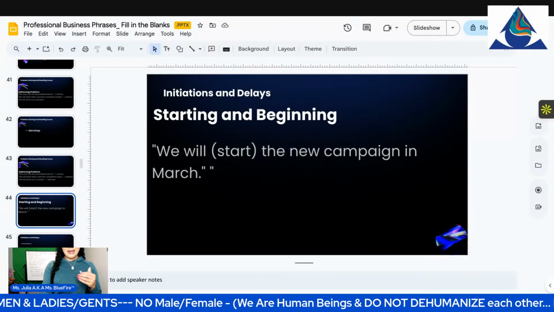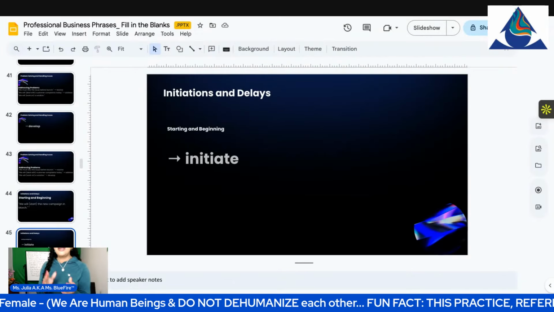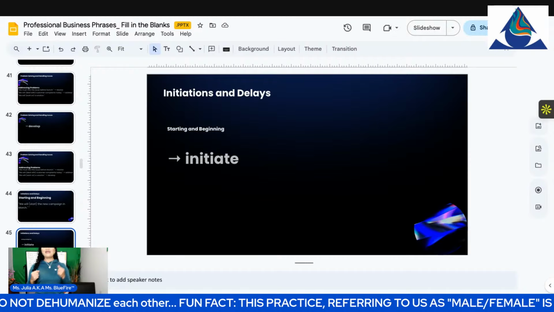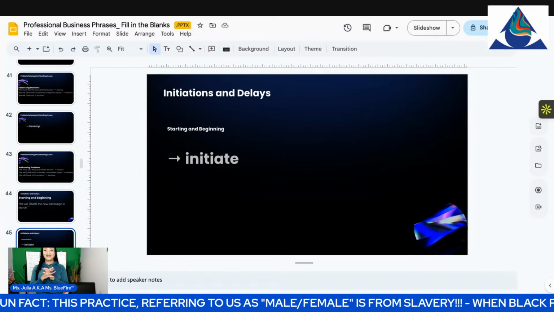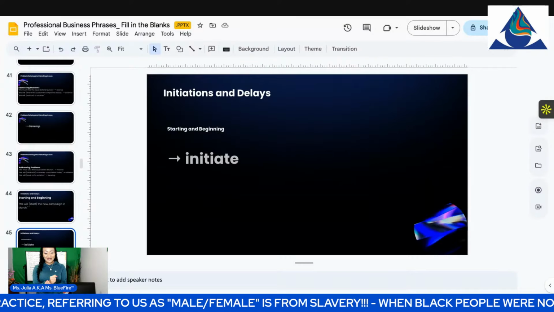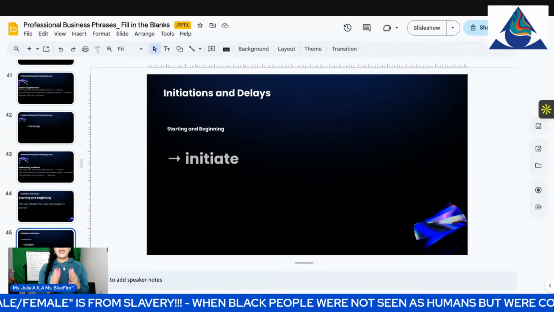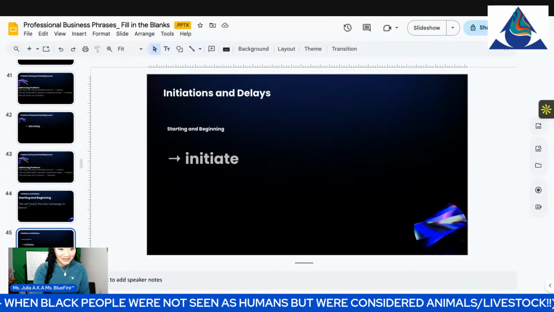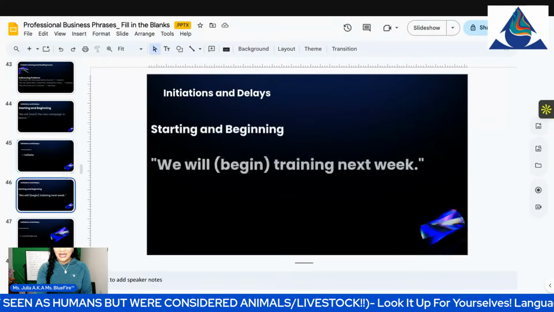Starting and beginning. We will start a new campaign in March. What do we say? We will initiate. Start, initiate. Right? It's just a better word. It gives the connotation of drive. You know what I mean? Force and starting with direction. Right? That's what initiate kind of does. Okay? All right.